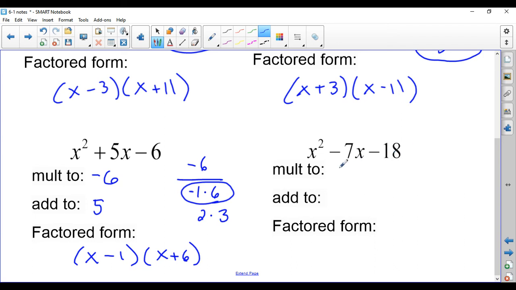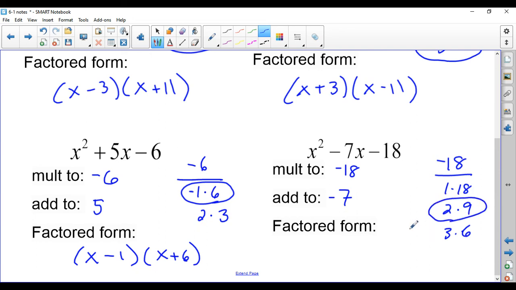Last example, I need numbers that multiply to my constant, negative 18, and add up to negative 7. I'm going to find factors of 18: 1 times 18, 2 times 9, 3 times 6. I need a pair that adds up to negative 7, where one of these is positive and one is negative. So I'm looking for the pair that are 7 apart from each other. 2 and 9 are 7 apart from each other. If I need to add to negative 7, I need the 9 to be negative. 2 minus 9 is negative 7. 2 times negative 9 is negative 18. So my factored form is x plus 2 times x minus 9.